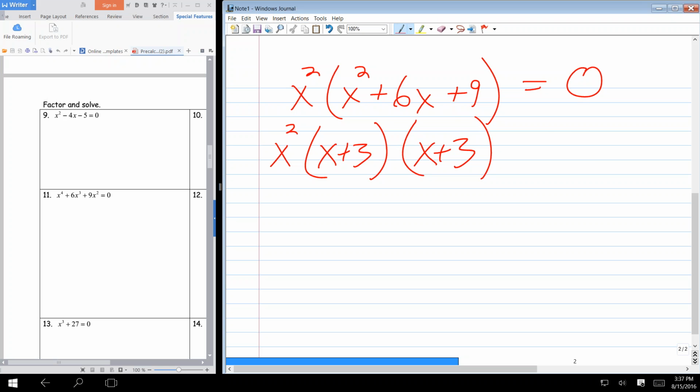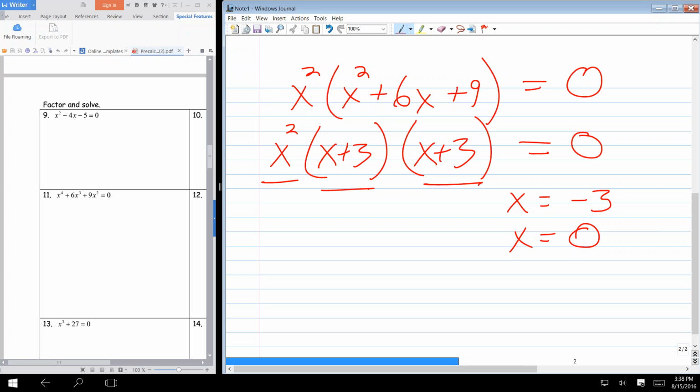So what are my answers? -3. And? 0. Yeah, everybody forgets that one. Remember, what we have is 3 things being multiplied together. So any of those 3 things can be equal to 0. One of them has to be equal to 0. We know that. But that can be equal to 0, that can be equal to 0, or that can be equal to 0.